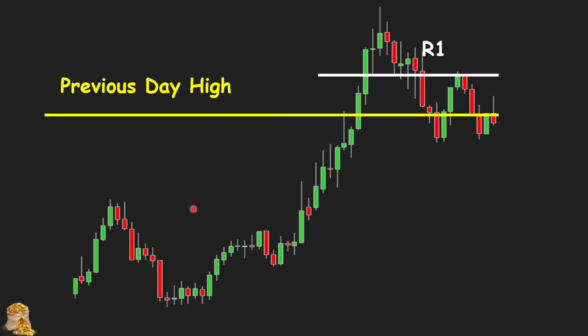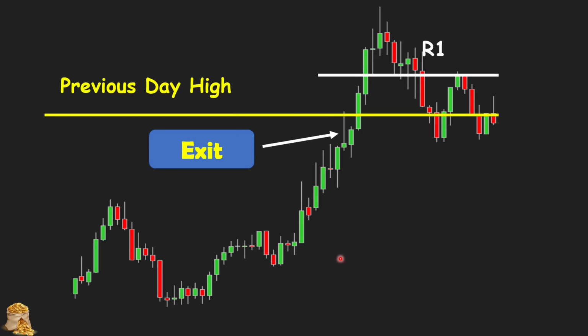This chart shows a very good example of taking the profit exactly at the previous day's high. You can see this bull bar with a very big tail at the top, and it just penetrates the previous day's high a little bit and then comes back down. That means other traders are using the previous day's high to exit the market as well. So that's why there's a big tail at the top.